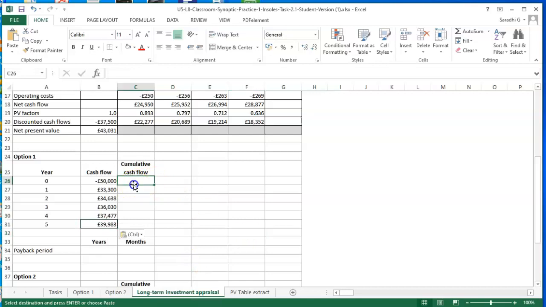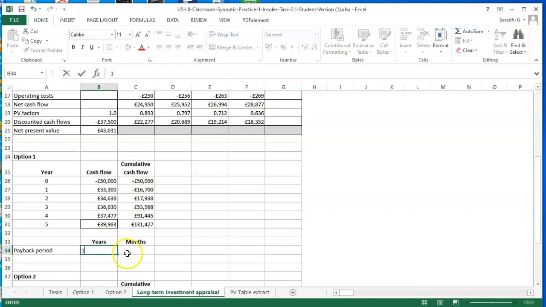Okay. Cumulative cash flow for the first figure, it will be the same as 50,000. From the second year, that will be cumulative cash flow plus the net cash flow from that year, and then you can drag the formula up to the end. You can see the cash flow has become negative to positive in year 1. Calculate the months now. Just to avoid the minus sign, first use a minus figure and then do the cumulative cash flow of year 1 divided by the cash flow of year 2 multiplied by 12.